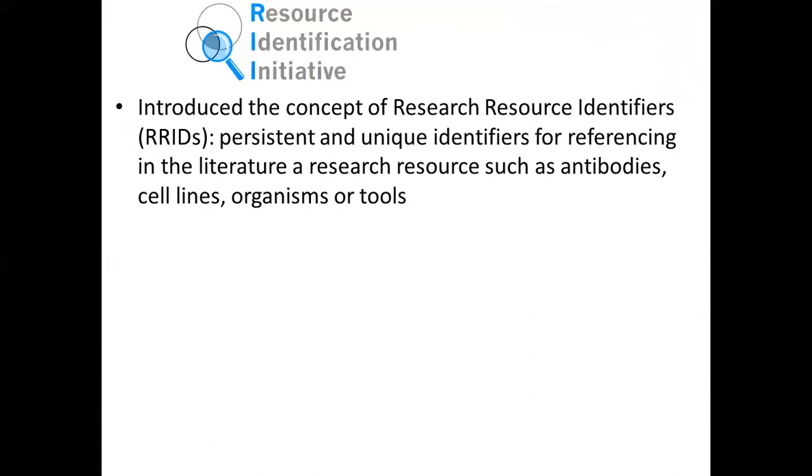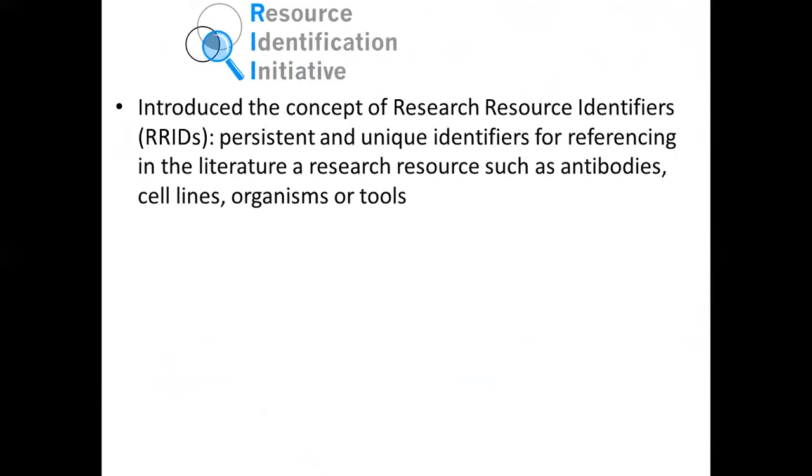Now, one important thing is that Cellosaurus is part of the Resource Identification Initiative, which I guess all of you listening to the seminar know very well because Anita is one of the founders and the main lead person on this very important effort. And of course, here I put in one slide that RRI introduced the concept of resource identifiers, which are persistent and unique identifiers for referencing literature research resources, like of course antibodies, organisms, and tools.